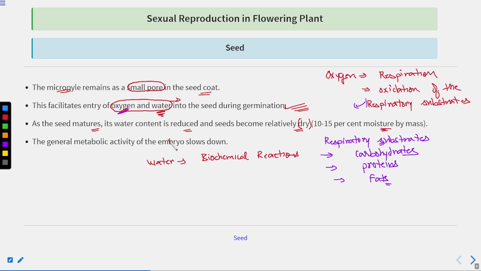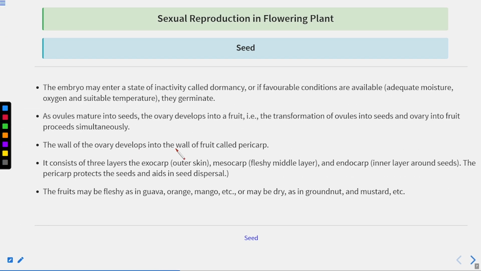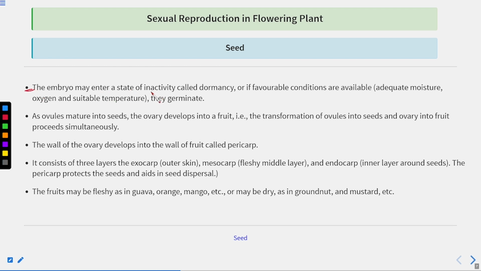Now, the general metabolic activity of the embryo slows down because of this. Metabolic activity means the metabolism. It is due to the biochemical reactions that are going on, which take place in the presence of enzymes. Clear? The general metabolic activity of the embryo will slow down. Next, the embryo may enter a state of inactivity called dormancy, or if favorable conditions are available, meaning adequate moisture, oxygen and suitable temperature, the embryo can germinate.